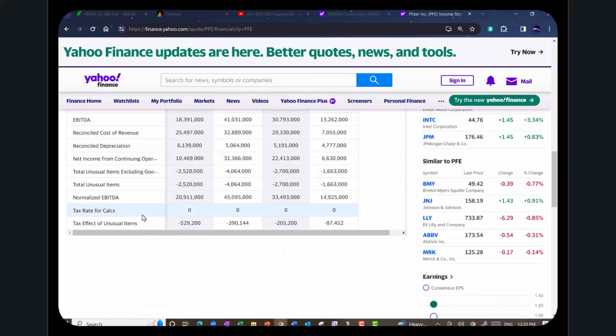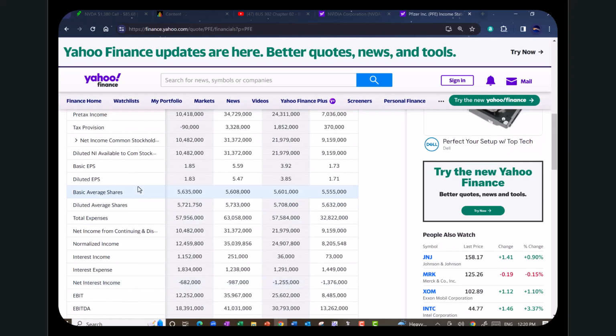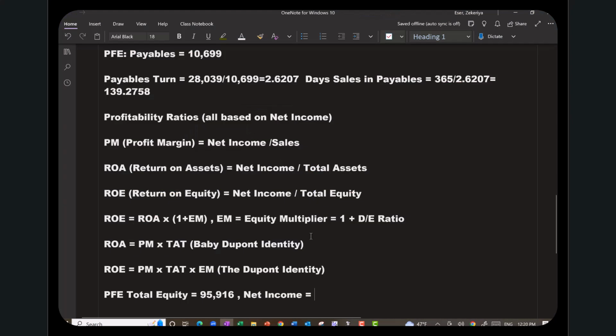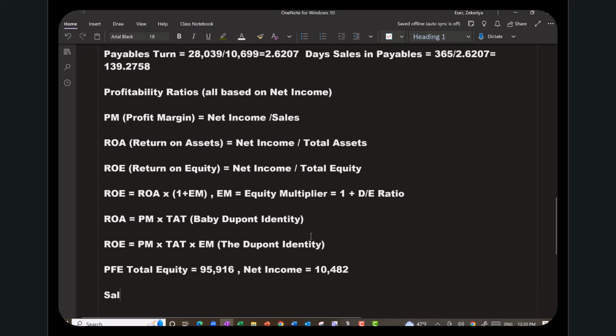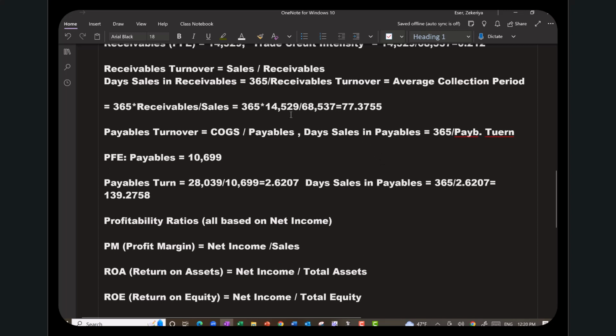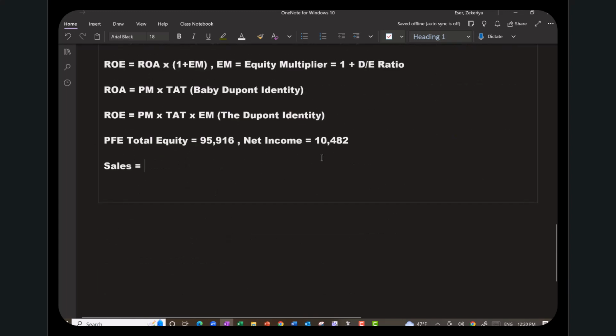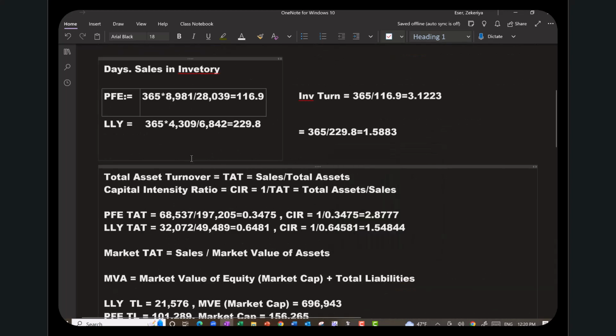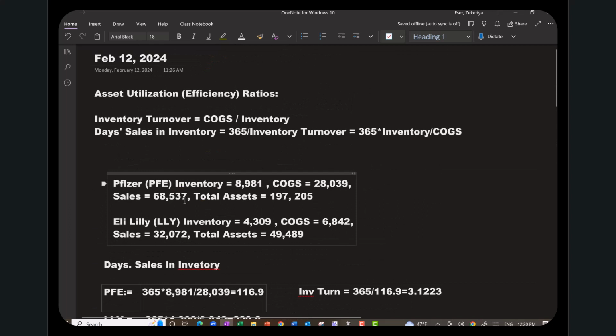We all report it differently. Oh, net income to common stockholders, 10,482. Let's remember their sales. It was $67,537. Let's make sure that's the case. Yeah, and there's total assets 197,205.